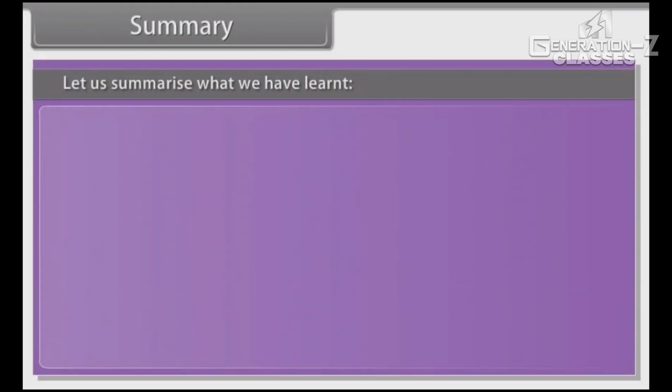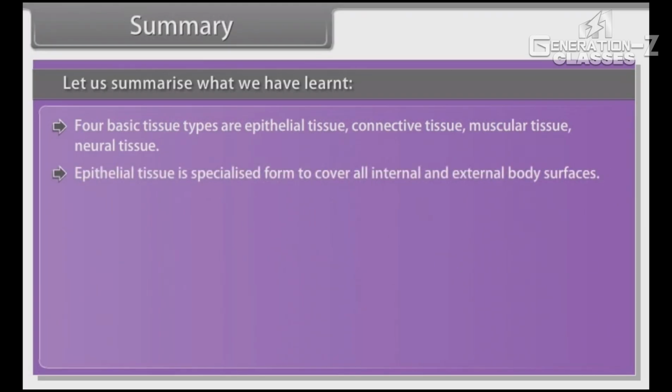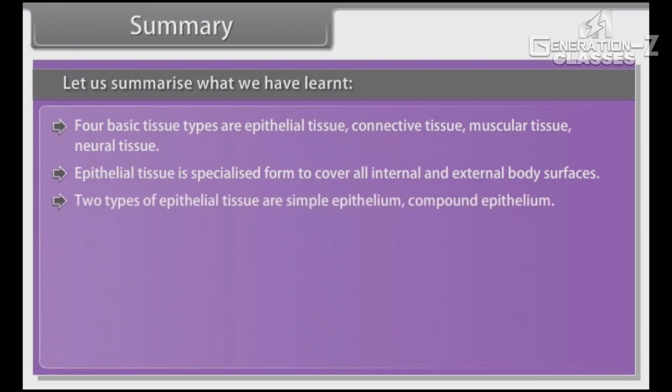Summary. Let us summarize what we have learned. The 4 basic tissue types are epithelial tissue, connective tissue, muscular tissue, and neural tissue. Epithelial tissue is a specialized form to cover all internal and external body surfaces. The 2 types of epithelial tissue are simple epithelium and compound epithelium.